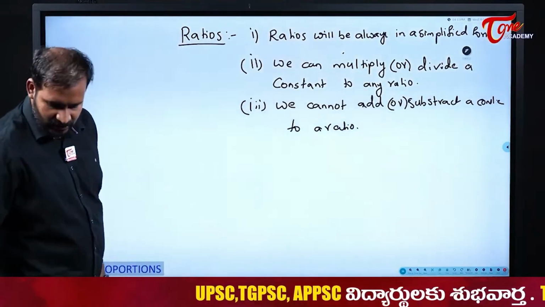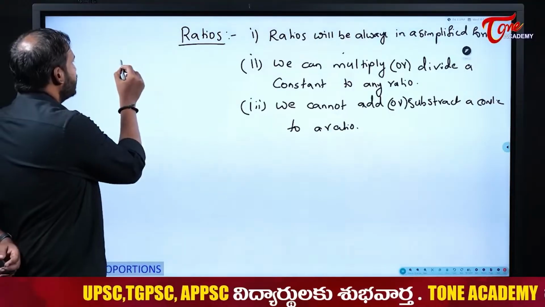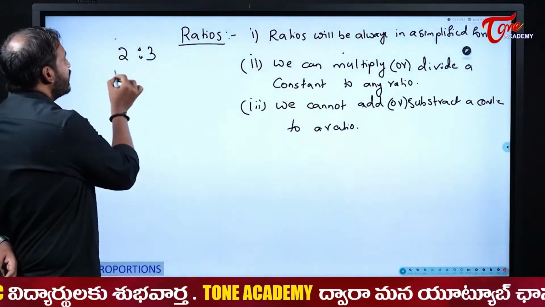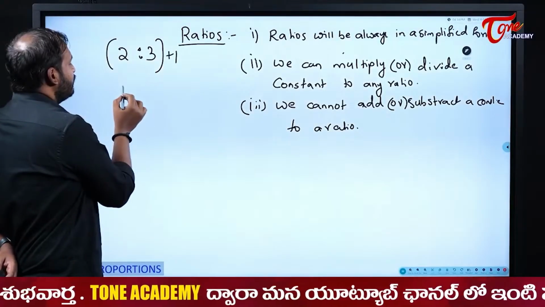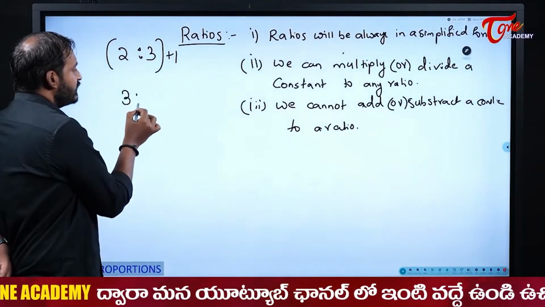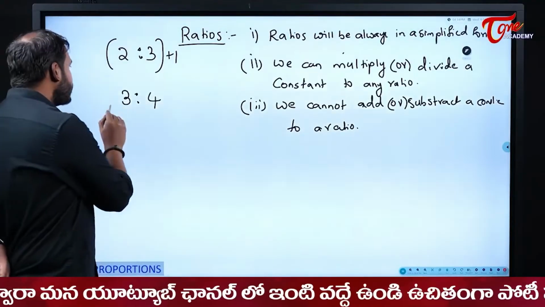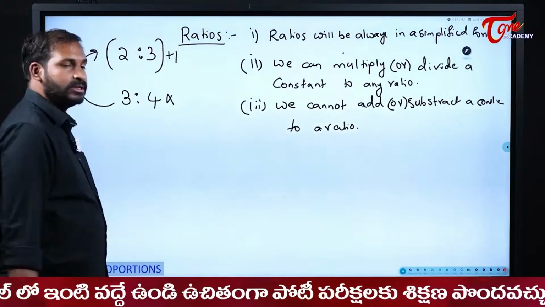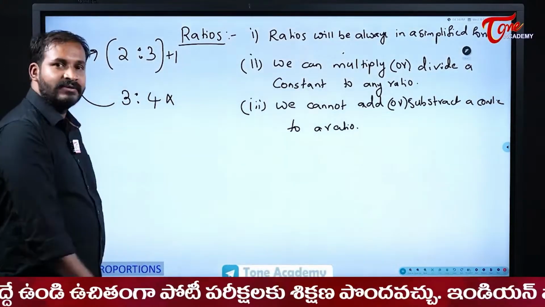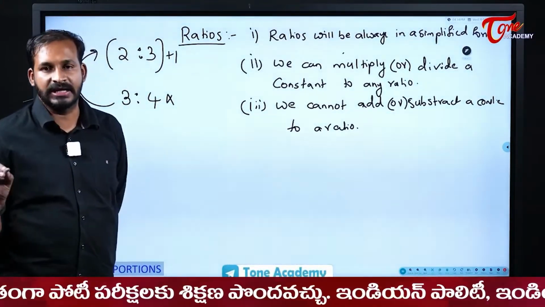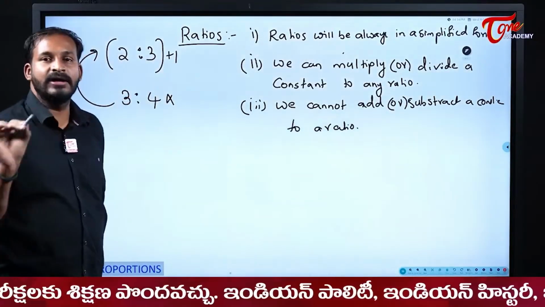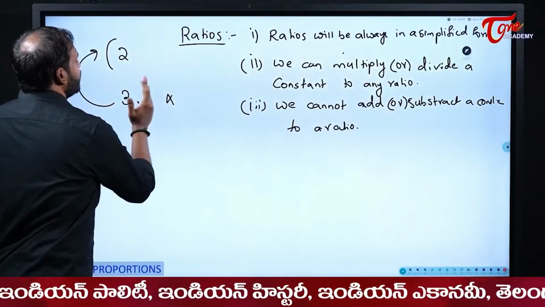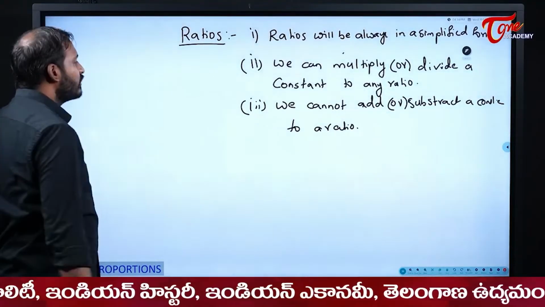What is meant by add or subtract? See here, if I have something like 2:3, I cannot add a constant to them. That means I cannot say that I will add 1 to this and write it as 2 + 1 is 3 and 3 + 1 is 4. Now, can I restore it back to my original ratio? Is it possible? No, it is not possible. So you cannot add or subtract, and similarly with subtraction also. You cannot add or subtract a constant to a ratio, but you can multiply or divide a constant to any given ratio. So try to understand the difference between multiplication and addition. We will not do the addition.